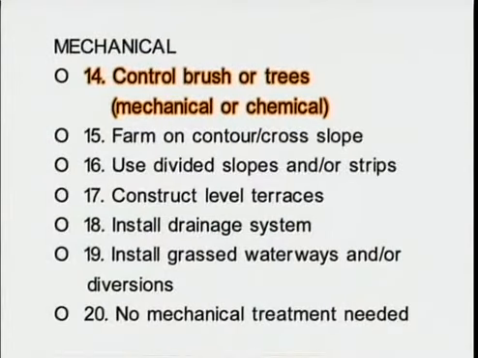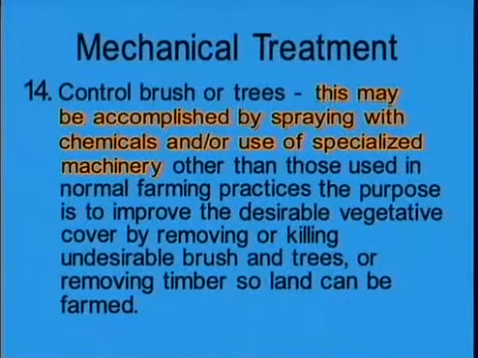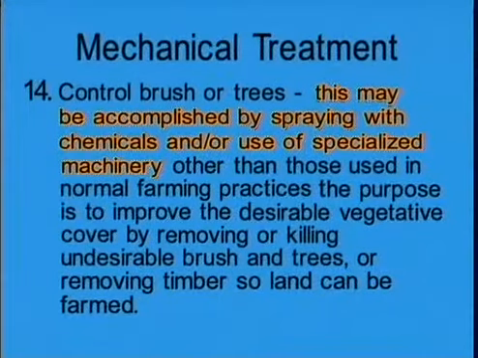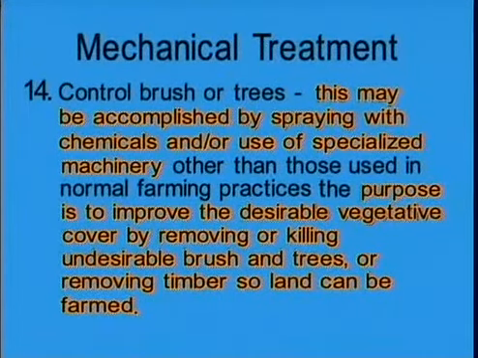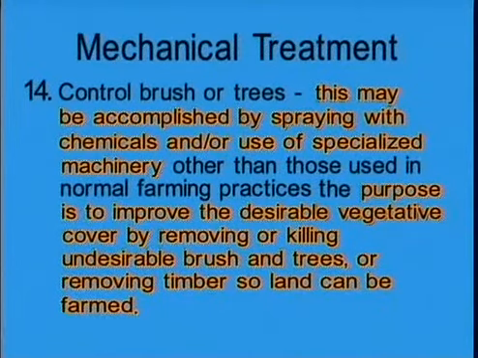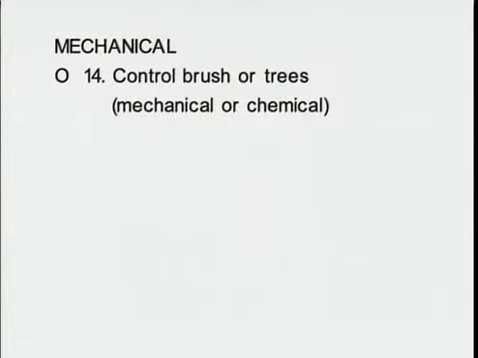Well, if we look at each of these items, underneath 14, control brush or trees, mechanical or chemical, when would this be applicable? Well, our manual is telling us this may be accomplished by spraying with chemicals or use of specialized machinery, with the purpose to improve desirable vegetative cover by removing or killing undesirable brush and trees, or removing timber so land can be farmed. In other words, we are on a cultivated cropland site. There's no indication at this site that there are undesirable species of brush or trees. You would need to evaluate that within the parameters of the site. And here, where this is a practice exercise, you are not actually at this location. There's nothing here that tells us that we have undesirable brush or trees. So we should not have checked item number 14 in this case.